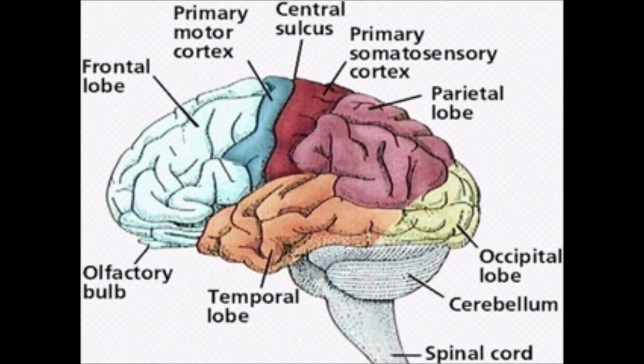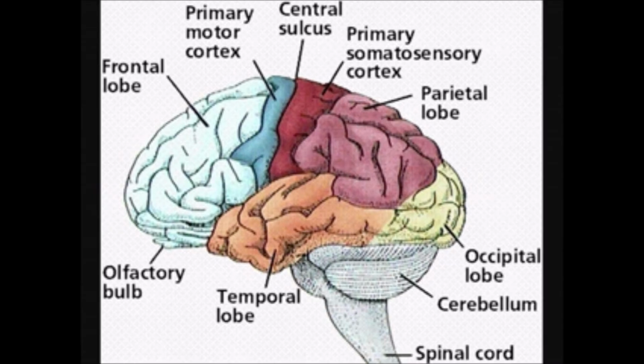Observe this picture of the brain, how the brain gets connected with the spinal cord. Then the lower part is called cerebellum. Then you have a temporal lobe, then olfactory bulb and occipital lobe. Then you have a parietal lobe, primary somatosensory cortex, then central sulcus, then you have a frontal lobe, and then primary motor cortex.